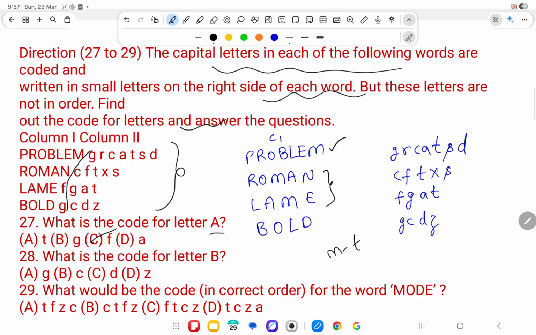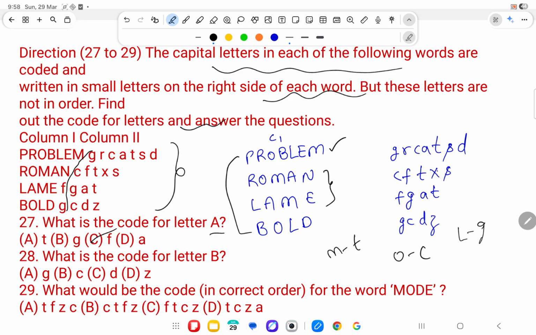Then B we need to find. B is in first and last. Along with first and last, O is repeated. So in first, second and last, what is common? C. So O is coded for C. Then B. Only common in first and last, L is also there. L is there in first, third and fourth. First, third and fourth, what is common? G. L is for G.